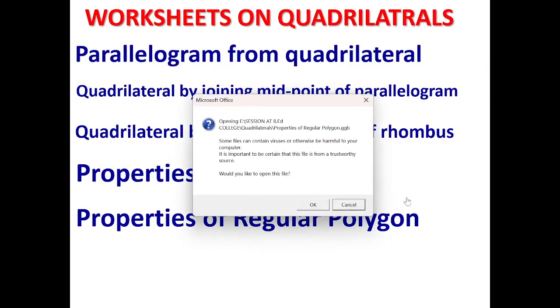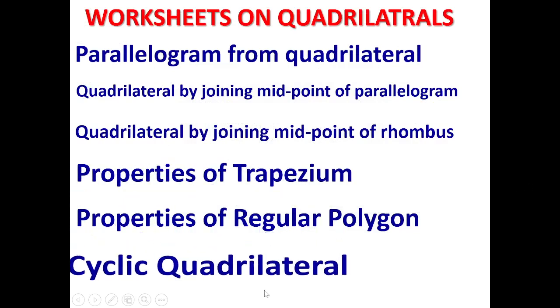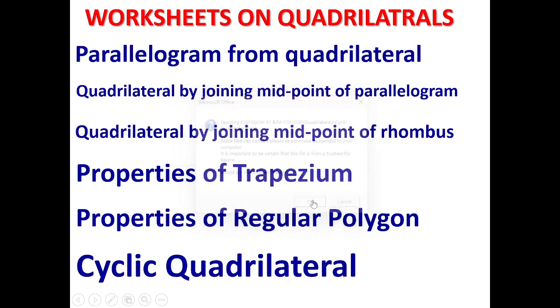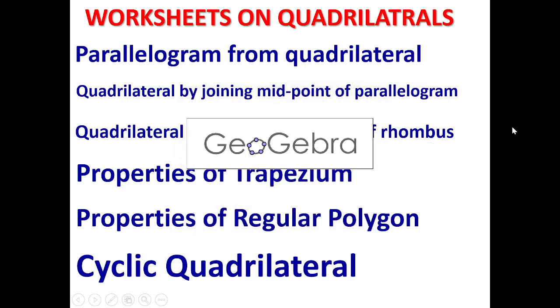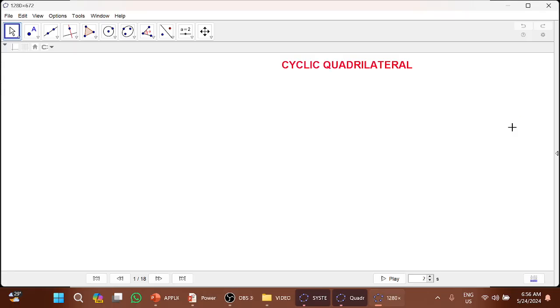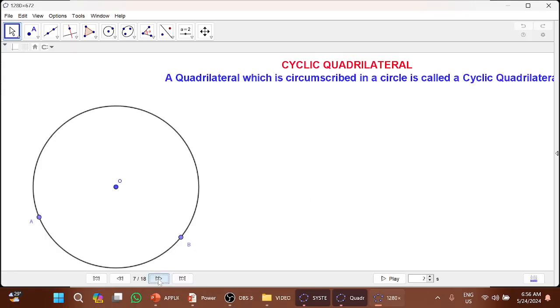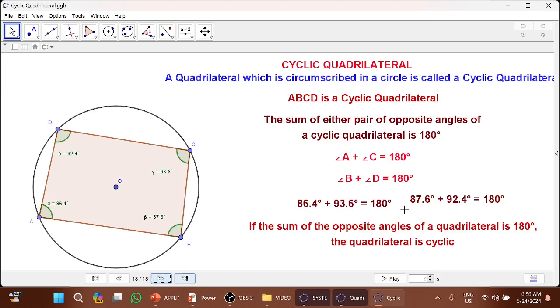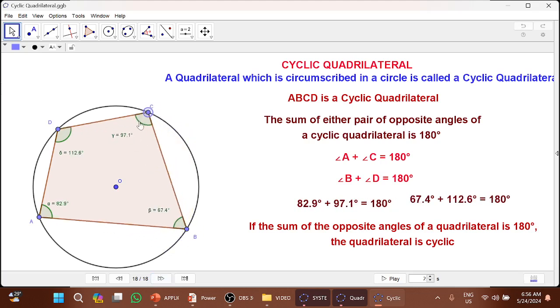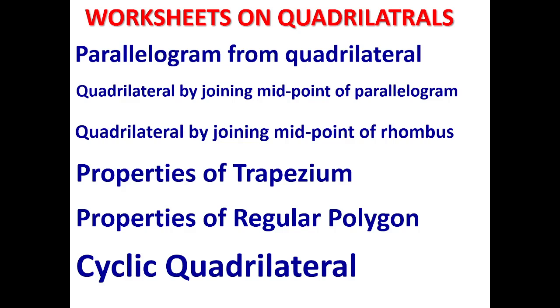Well, let us move on to the next one, cyclic quadrilateral. Very simple. One of the properties of a cyclic quadrilateral the child can visualize by simply moving it, and the sum of the angles text also comes in GeoGebra. That is one of the advantages. It is not only showing you the figure, it shows you the summation, everything, by the side of it, and I can remove it. Either pair of opposite angles of a cyclic quadrilateral is always 180. Now the child can visualize it.